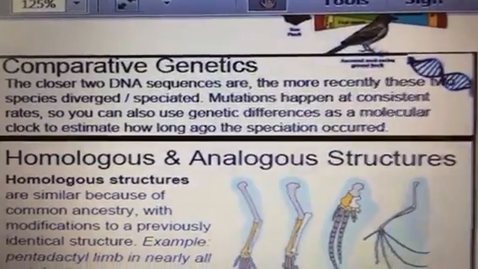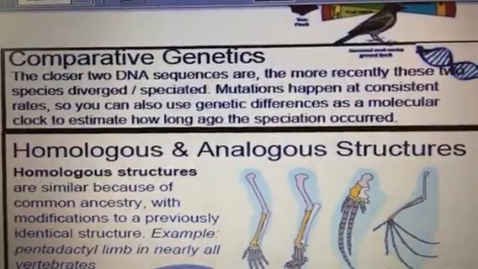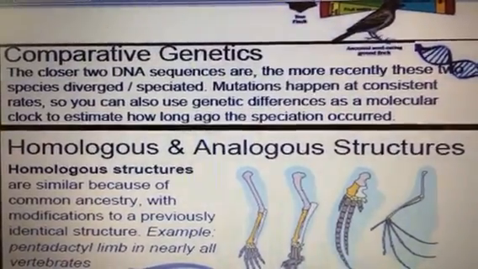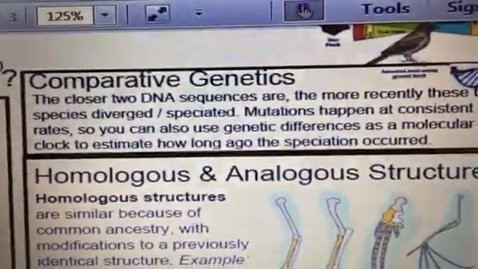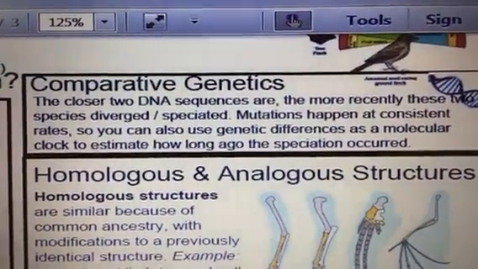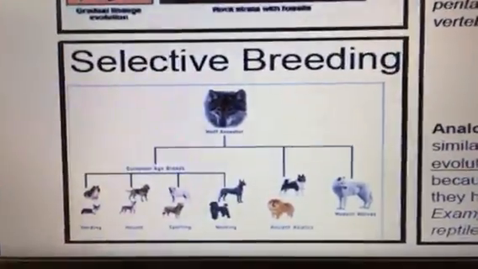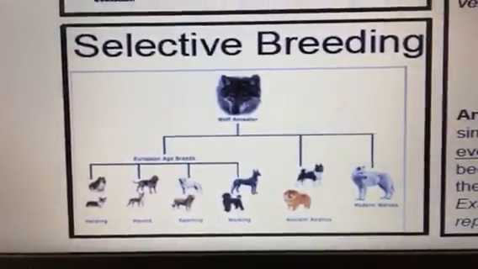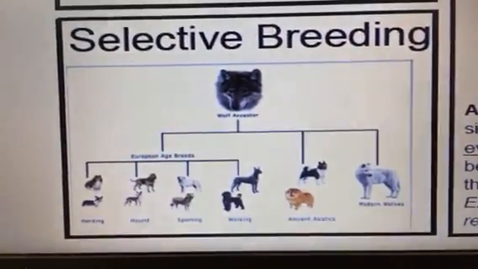Comparative genetics is a big one because when two DNA sequences are very close to each other, that would indicate that those two organisms are probably very closely related and didn't separate that long ago. We call those separations speciations, or that they speciated. So mutations happen at consistent rates, and by looking at the number of differences between two organisms' genetic codes, you could actually estimate how long ago they separated. How cool is that? Selective breeding, that's a little bit more artificial, but it still counts as evolution because it's a proof of the concept of how quickly and dramatically forms can change just based on whether or not you survive and whether or not you reproduce.